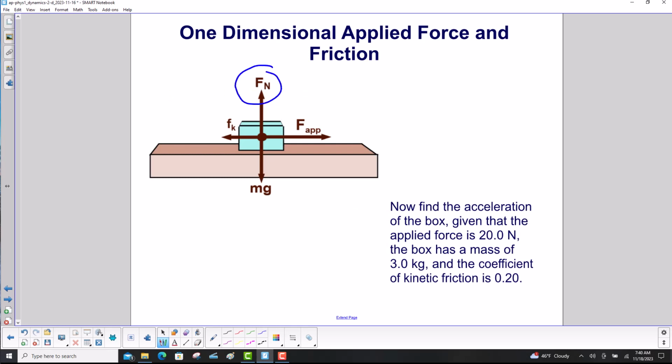Normal in the up direction, mg here. Here's your force applied, and friction force is in the opposite direction. We draw the friction force a little smaller because we're hoping and assuming that the object will be moving to the right. Now, find the acceleration of the box, given that the applied force is 20 newtons, the box has a mass of 3 kilograms, and the coefficient of kinetic friction is 0.20.